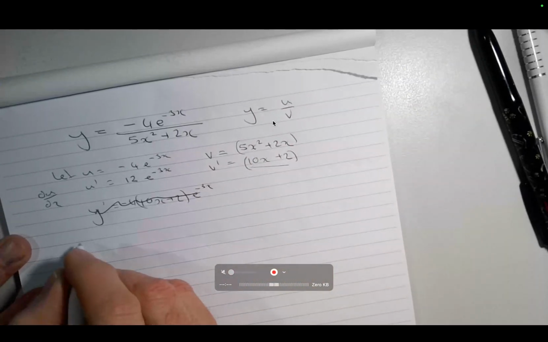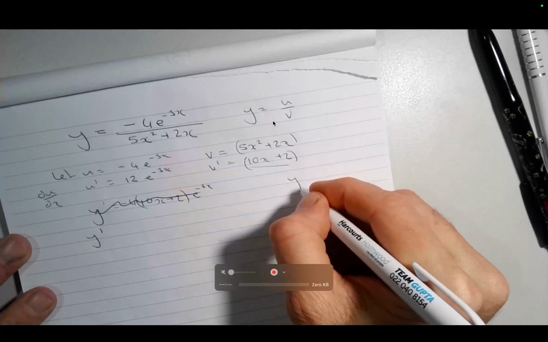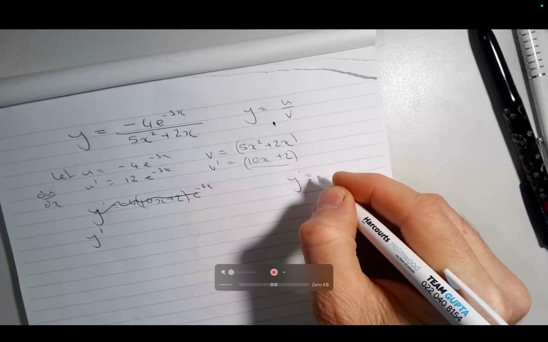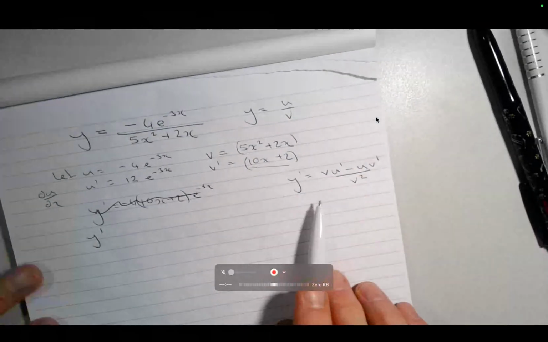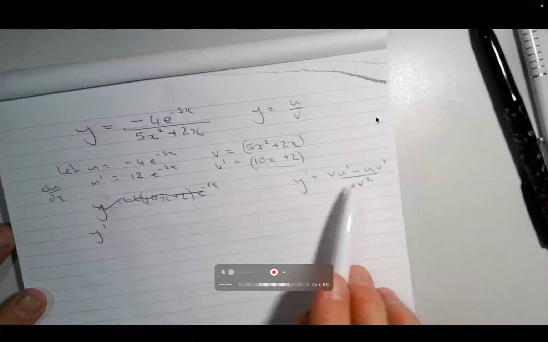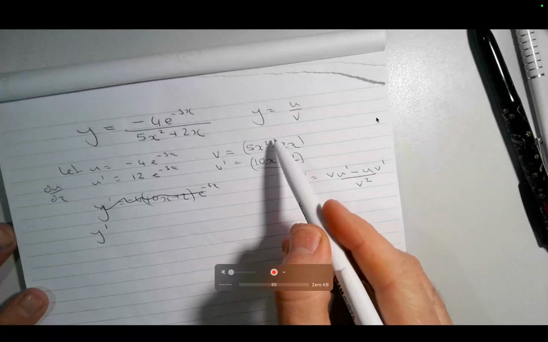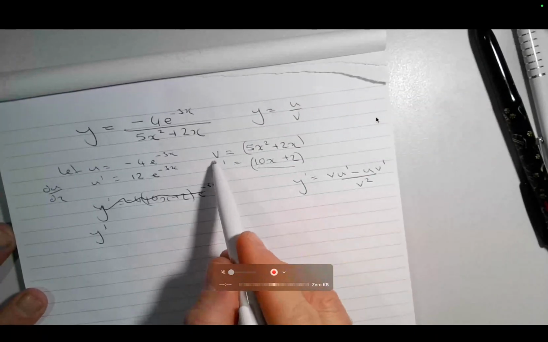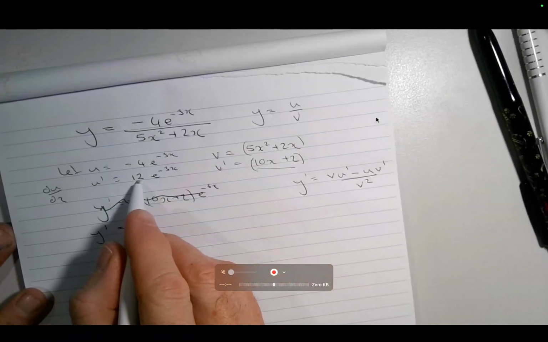Now, how do we do the derivative? Okay, the coding was y dash equals v u dash minus u v dash over v squared. Basically here's the coding. One way of doing it is you just recognize the pattern. Start in this corner and go this way. That's v times u dash. See that? v times u dash. So it's going to be equal to this thing times this.